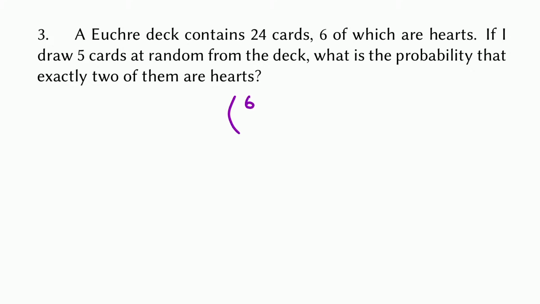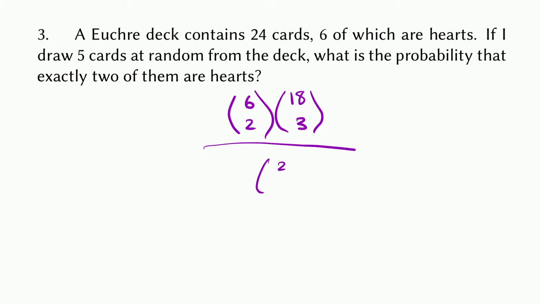So you have 6 choose, how many do we want? I choose 5, exactly 2 of them. So you want 2 of them to be hearts. You're choosing 2 out of the 6, and out of the other 18, you're going to choose an additional 3 cards. So it's basically you're playing euchre, and you're going to get 2 hearts and 3 non-hearts. And this is out of 24 choose 5. So it's that simple. Don't make it out to be more complicated than it needs to be.